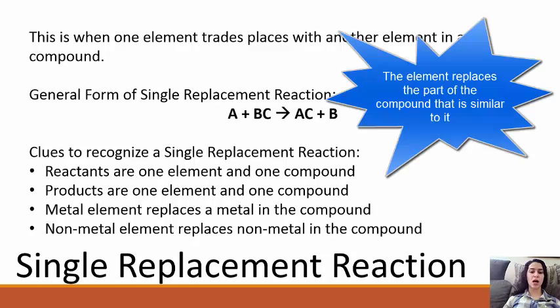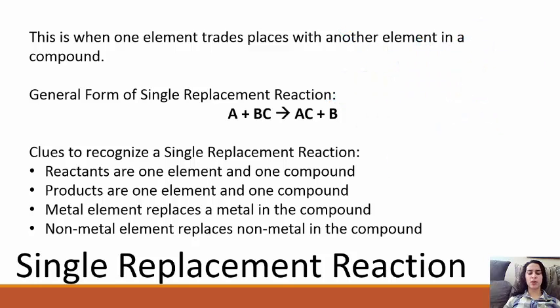So in this case, some students get a little confused. Well, like we're getting two new products, so why wouldn't it be double replacement? But what happens is only one element is being replaced. So in this case, A is kicking out B to pair with C.